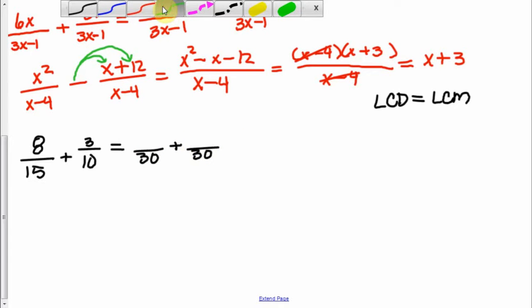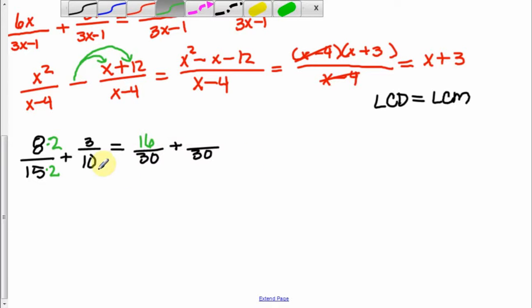All right, you have to change the numerators too when you change the denominators. So we're creating equivalent fractions. This first fraction, 8/15, is going to equal whatever I get here in this first fraction. Okay? What did I multiply 15 by to get to 30? 2. So if I multiply the denominator by 2, I also have to multiply the numerator by 2. And 8 times 2 is 16.